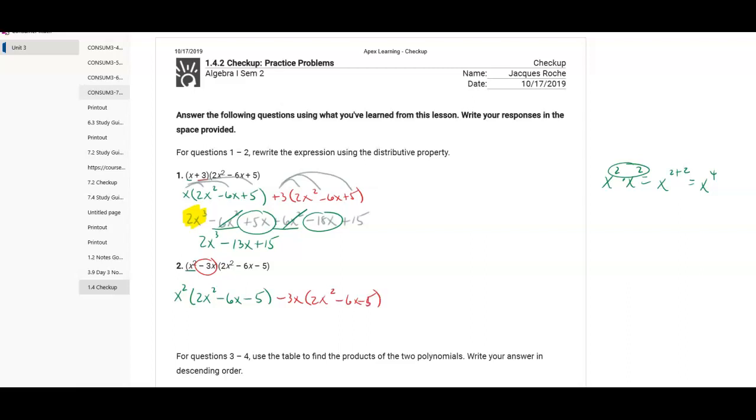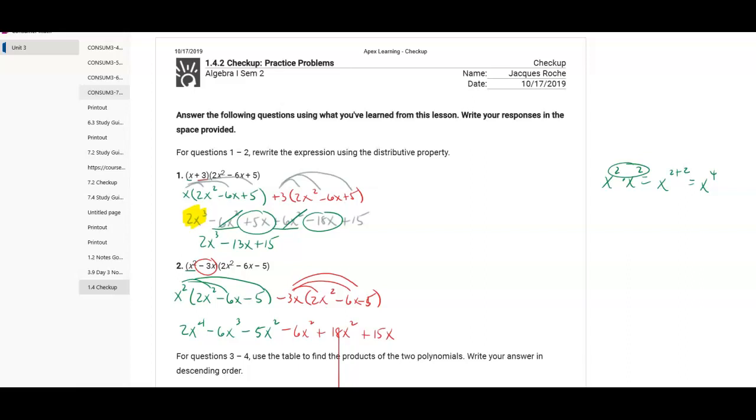So now I'm going to do all of my distributions. So x squared times 2x squared, 1 times 2 is 2. X squared times x squared is x to the fourth. X squared times negative 6x is minus 6x to the third. Then minus 5x squared, because x squared times negative 5 is minus 5x squared. When I distribute the negative 3x, negative 3x times 2x squared is minus 6x squared. Negative 3x times negative 6x is plus 18x squared. Then negative 3x times negative 5 would be plus 15x.